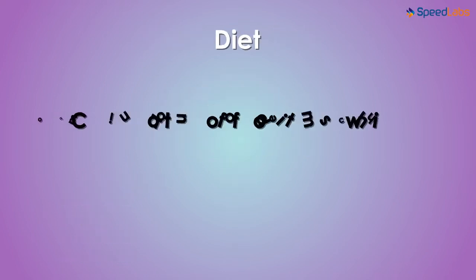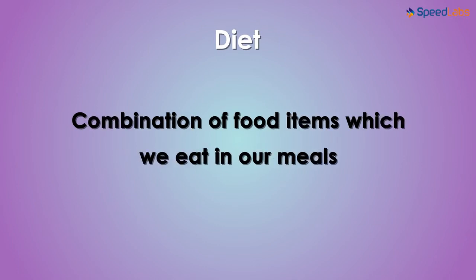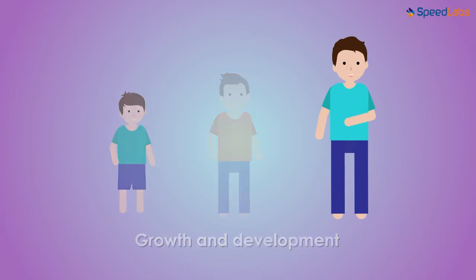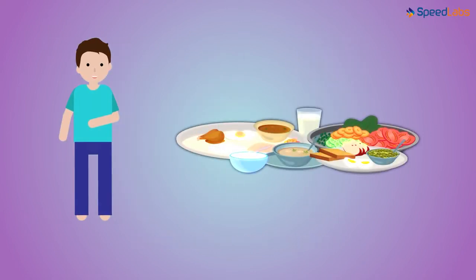What exactly do we mean by the word diet? The combination of food items which we eat in our meals is what we call our diet. Our diet consists of all the essential substances which we require for our growth and development. So consuming these substances through our diet is enough for us, right?